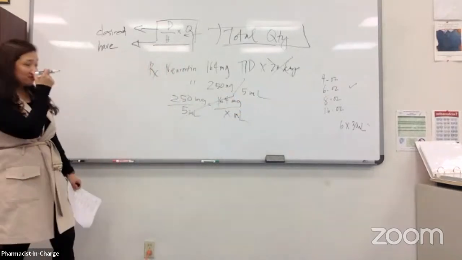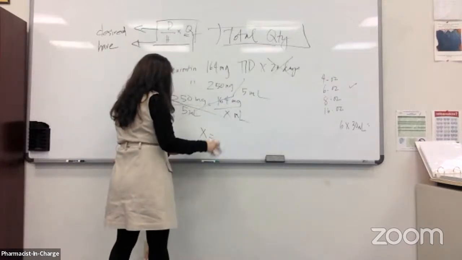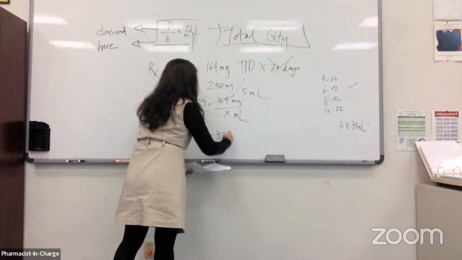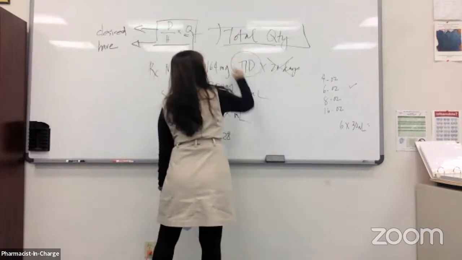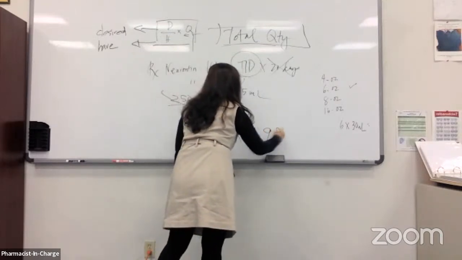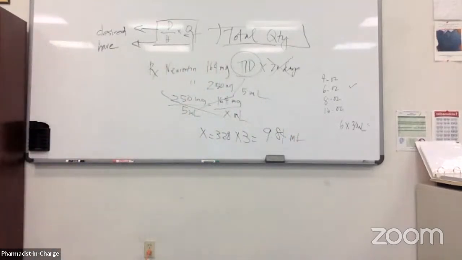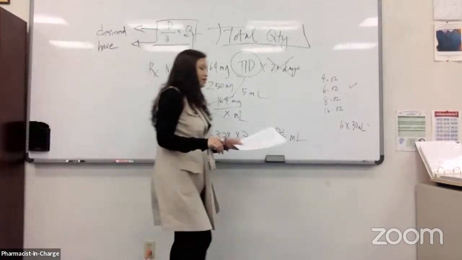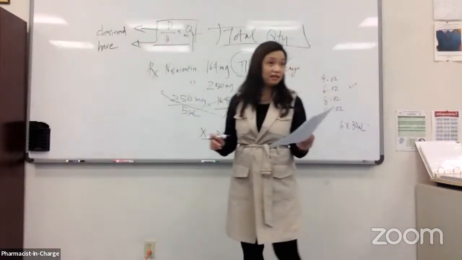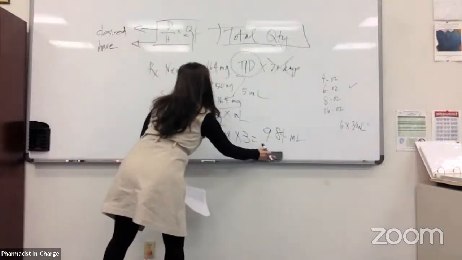Cross multiply 164 times 5 divided by 250. Answer is 3.28, correct? But you have this times 3, so the answer is 9.84 ml. Got that one. 17, don't sweat it. QHS, it's just once a day because it's at bedtime, right? So the answer will be 2.5 ml.